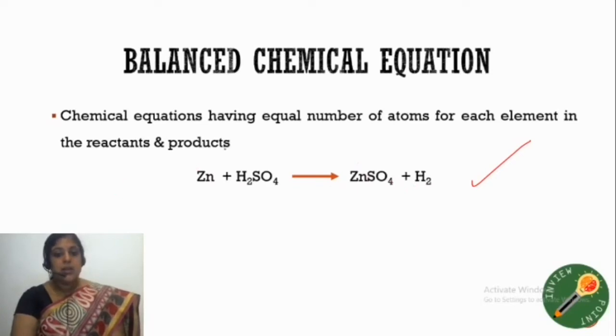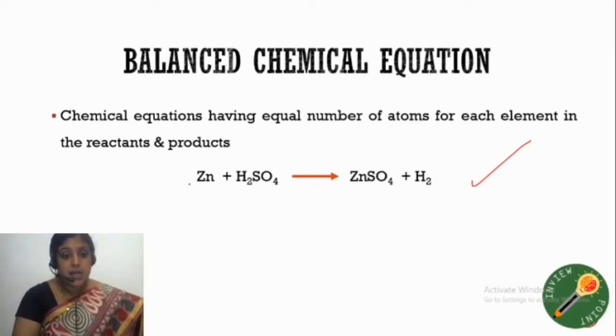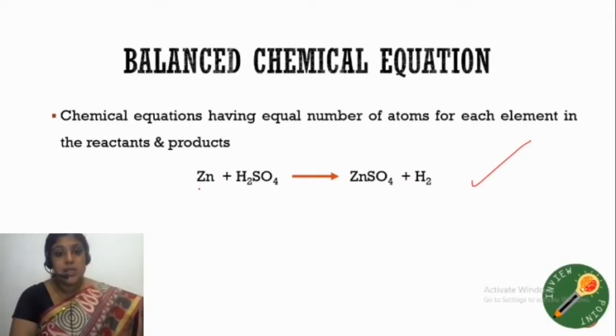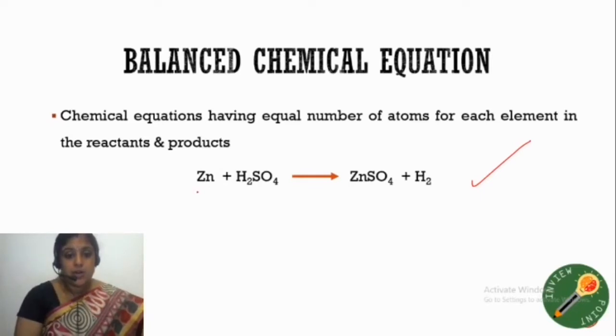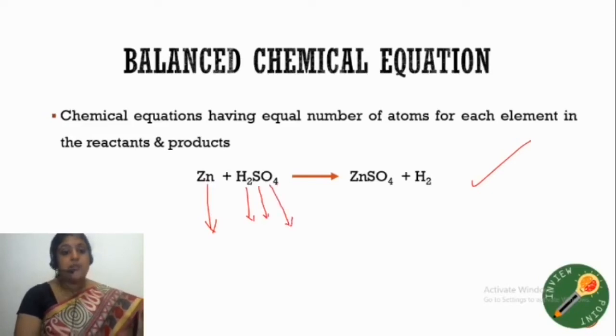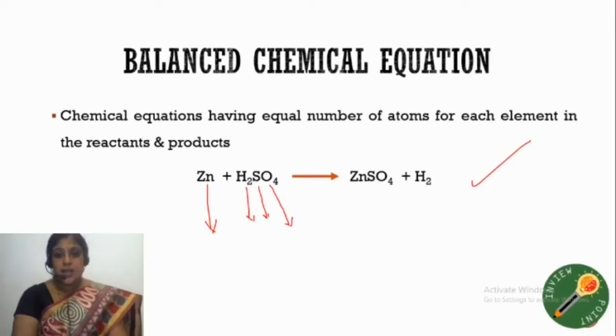Zinc reacts with sulfuric acid and forms zinc sulfate and hydrogen gas, right? See here in the reactant side, first let's identify the elements present in the equation. So what all elements are present here? One element is zinc, another is hydrogen, another is sulfur, another element is oxygen. So these are the four elements present in this chemical equation.